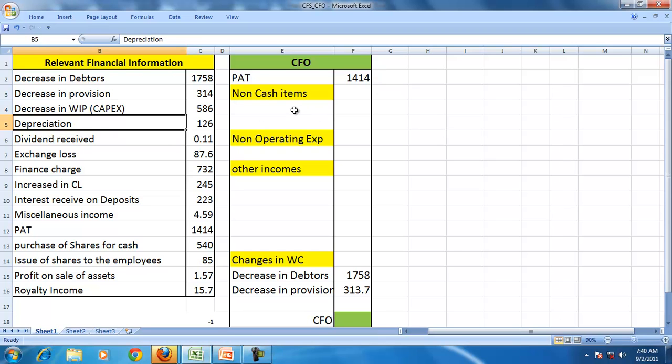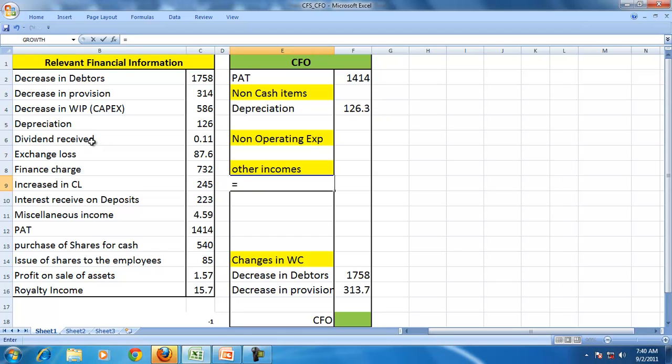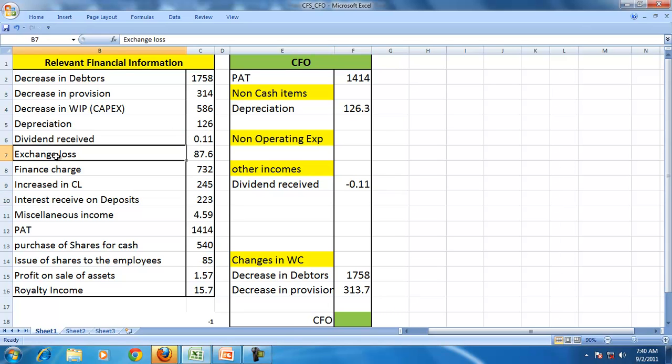Depreciation is a non-cash item, and depreciation has to be added back. Dividend received is other income and is a non-operating income, so therefore that has to be deducted while computing the CFO. Exchange loss is non-operating and non-cash, so I put that in the non-cash here, because to that extent you have added it in the income statement, so I'm making the adjustment in the CFO.